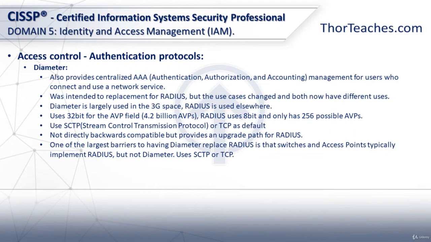Diameter was supposed to replace Radius. See that clever play on words there? Diameter, Radius. It does pretty much the same thing, provides the authentication, authorization, and the accounting that we need for any device on our network. But that move never really happened. And I think one of the largest barriers to entry is that by default, most switches and most access points are implemented with Radius, and there is no direct backwards compatibility. There is, however, an upgrade path, but then again, that's more work.